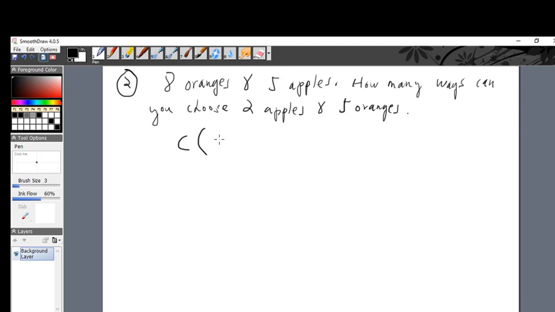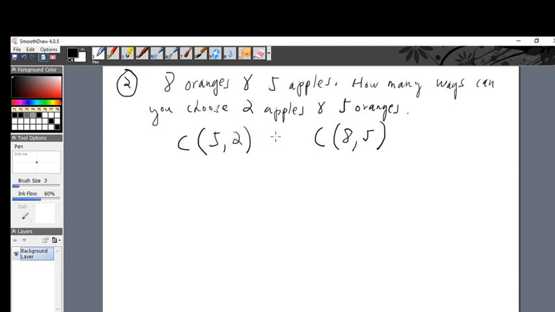So let's take the apples first. There are 5 apples that you can choose from. That's our n. We're choosing 2 apples. That's the combination. There are 8 oranges that you can choose from. There are 5 oranges that we're going to actually choose. That's a combination too. And we want to know how many ways you can do all of this.